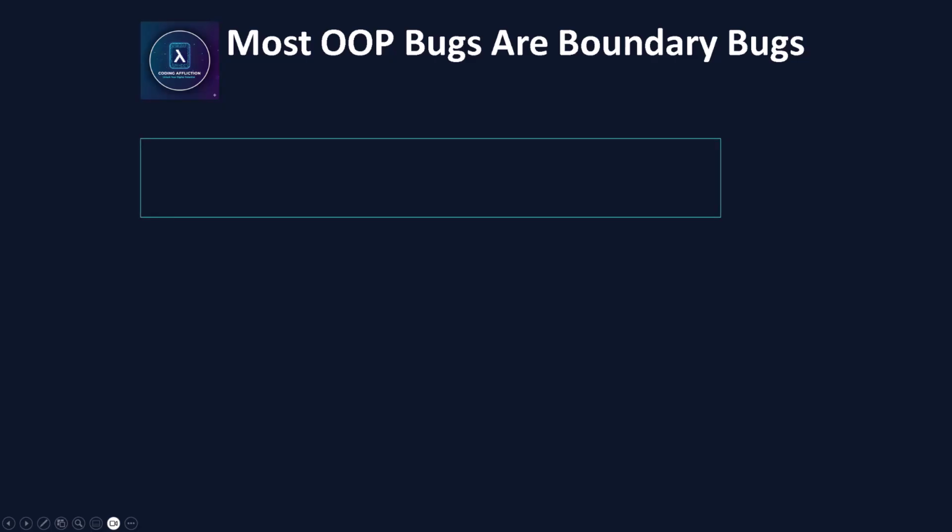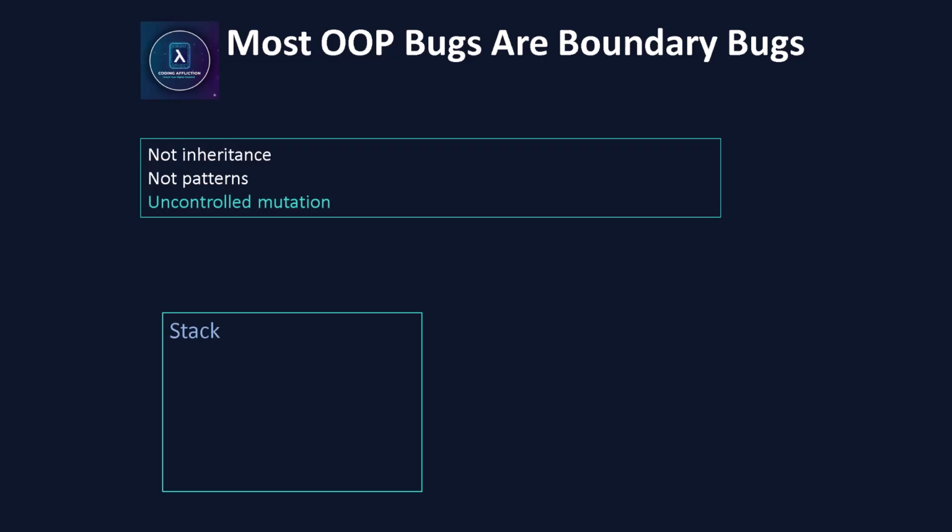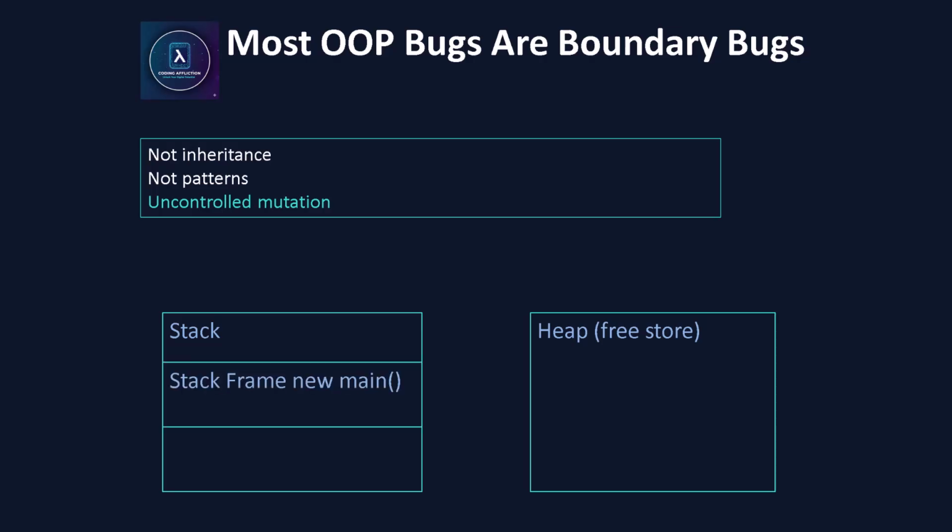When object-oriented systems fail, we blame abstraction, patterns, complexity. Every serious object-oriented production bug reduces to this. A write crossed a boundary that shouldn't have allowed it. An object state changed somewhere unexpected. That change persisted. Later behavior depended on it.